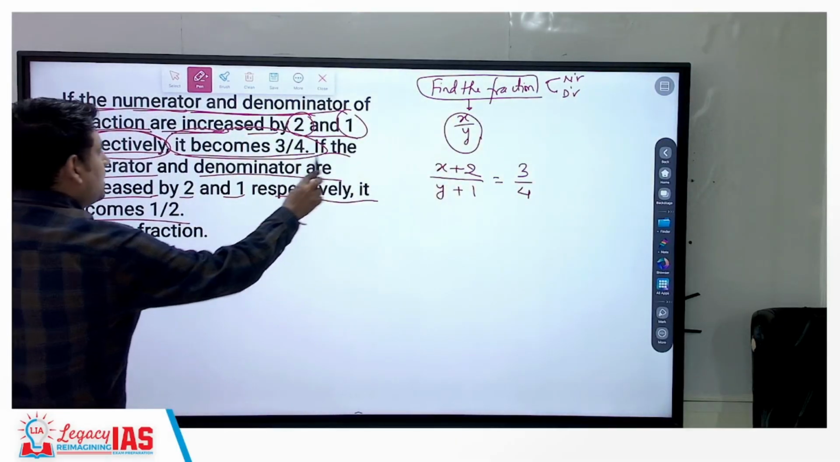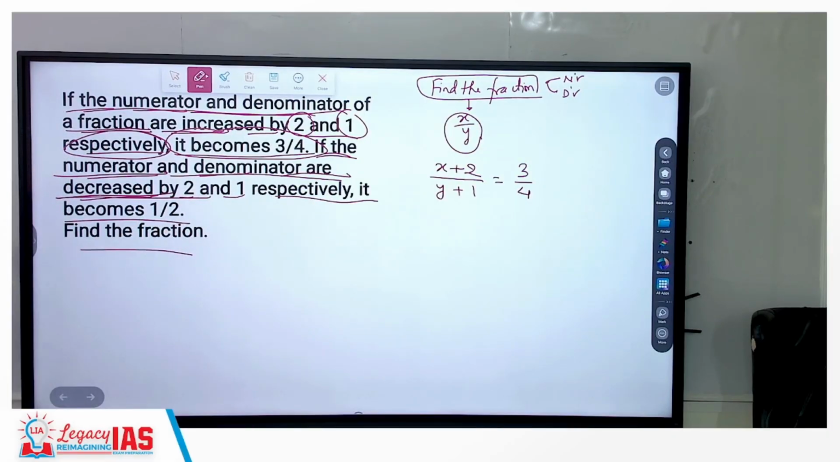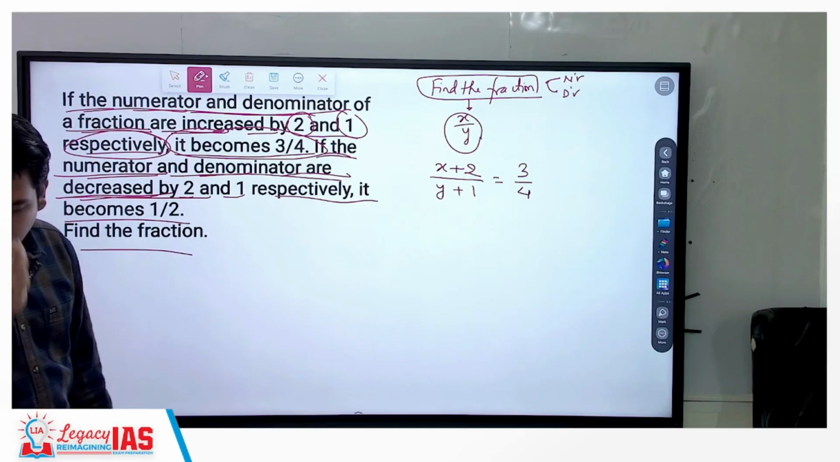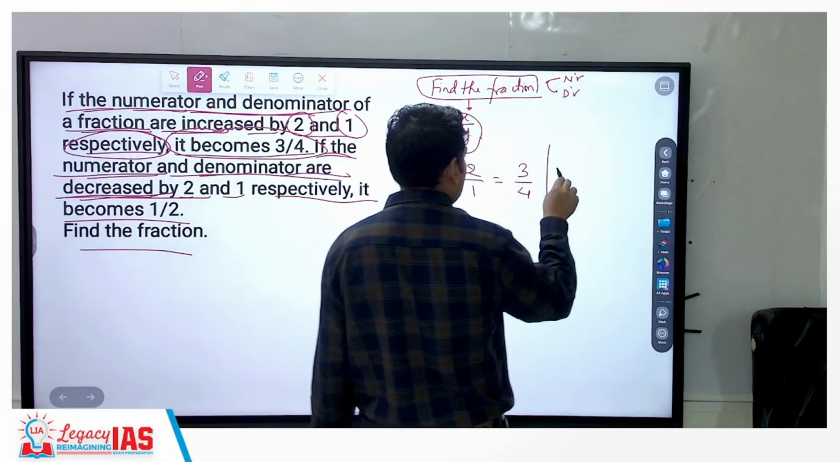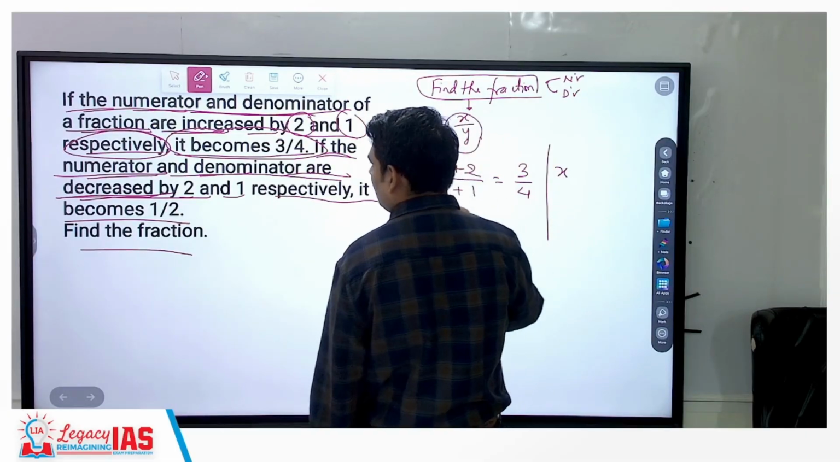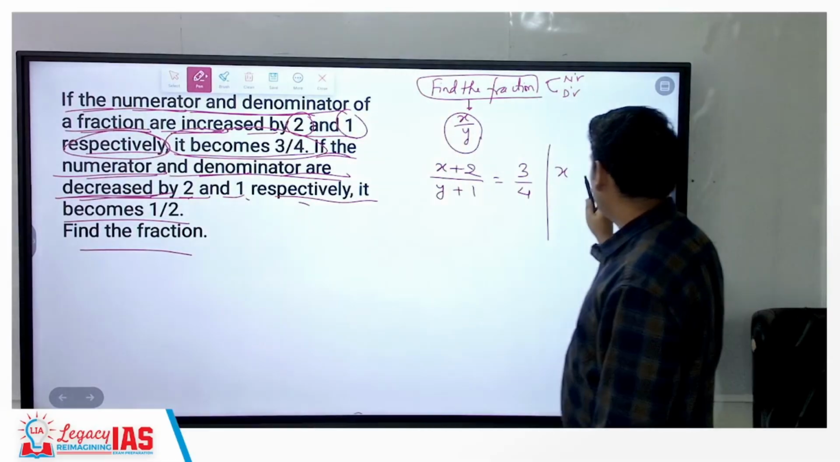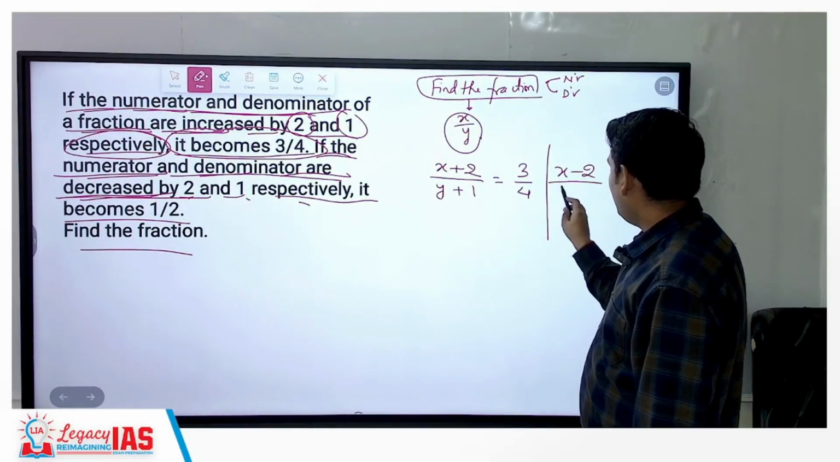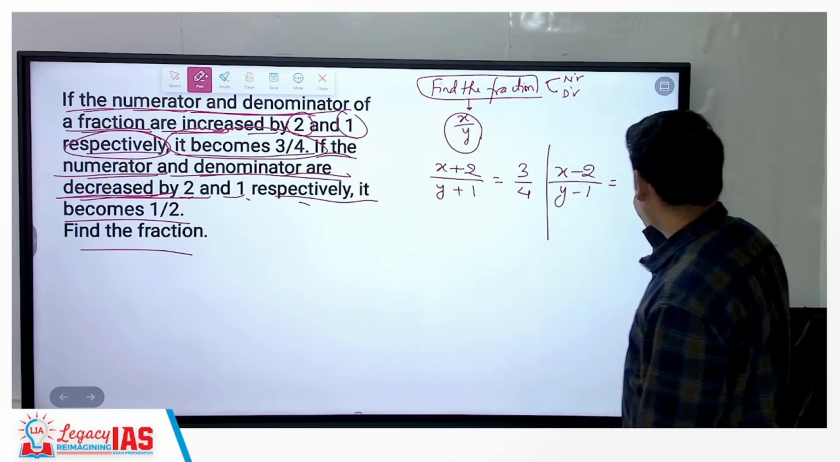Then next part: if the numerator and denominator are decreased by 2 and 1 respectively. Okay, so numerator is decreased by 2 and denominator is decreased by 1. What do I get? You get 1 by 2.